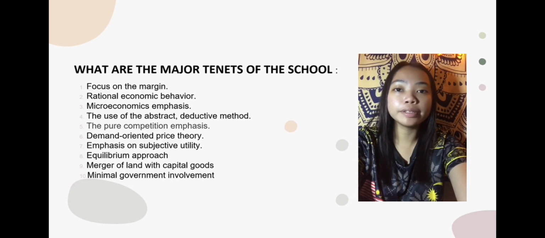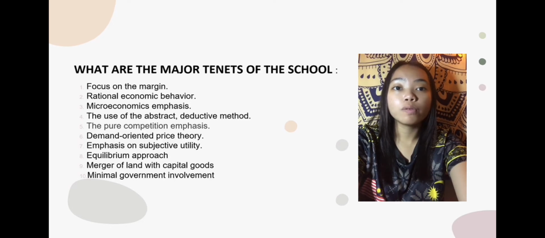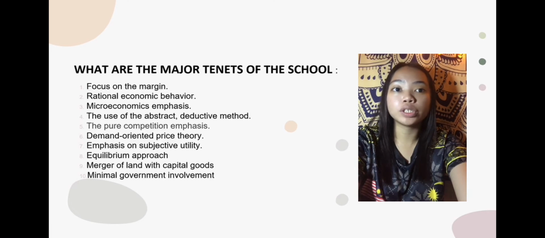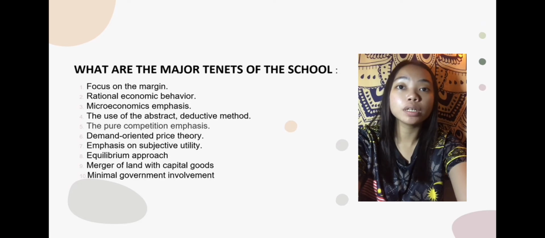And number eight, we have the equilibrium approach. Marginalists felt that economic forces generally tend towards equilibrium. There is a balance of opposing forces. Whenever a perturbation causes dislocation, a new movement toward equilibrium occurs.